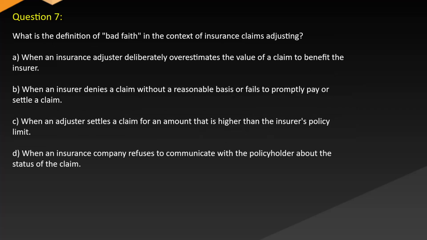Question 7. What is the definition of bad faith in the context of insurance claims adjusting? A. When an insurance adjuster deliberately overestimates the value of a claim to benefit the insurer. B. When an insurer denies a claim without a reasonable basis or fails to promptly pay or settle a claim. C. When an adjuster settles a claim for an amount that is higher than the insurer's policy limit. D. When an insurance company refuses to communicate with the policyholder about the status of the claim.